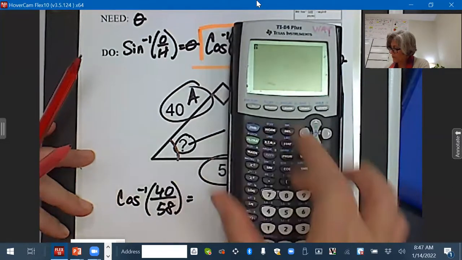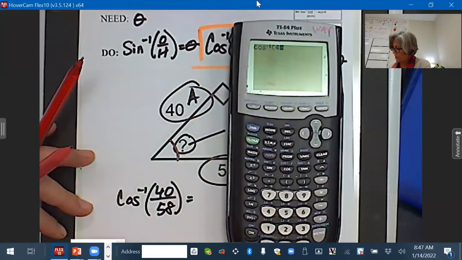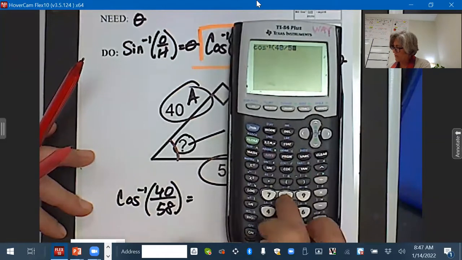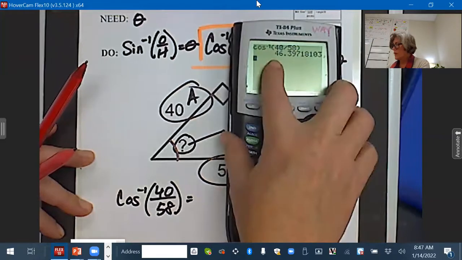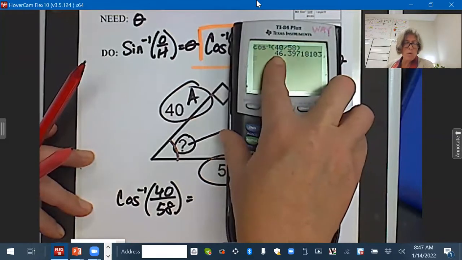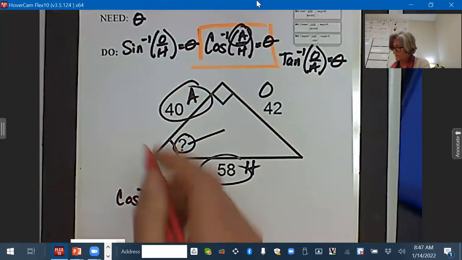So I do second function cosine. You get inverse cosine. 40 divided by 58. Enter. Angles only, I will allow you to round to the nearest whole degree. So it's 46 degrees.